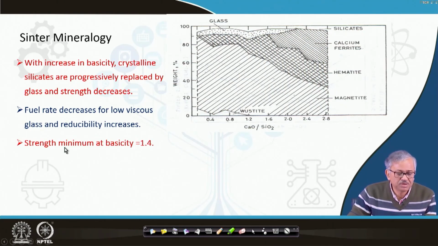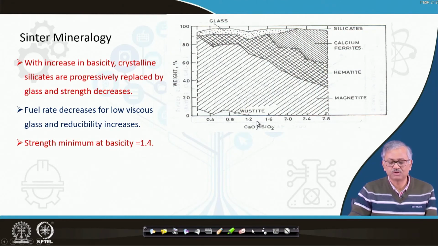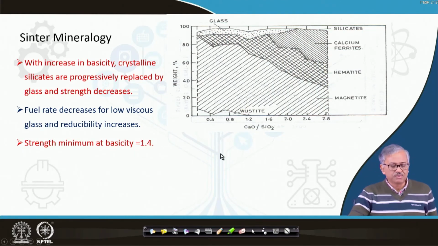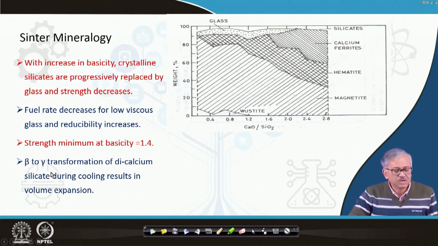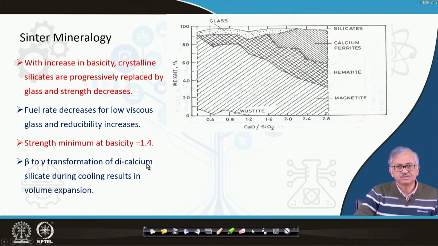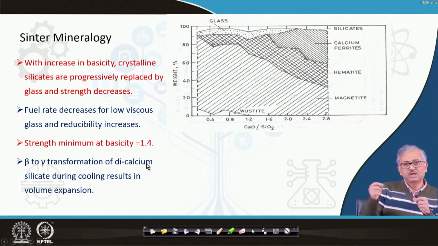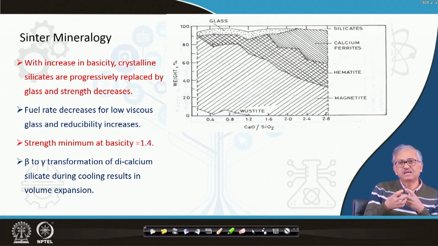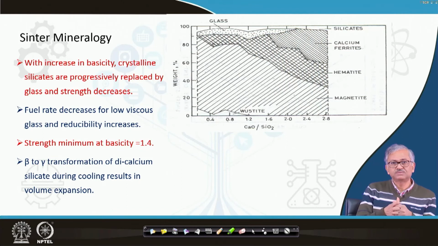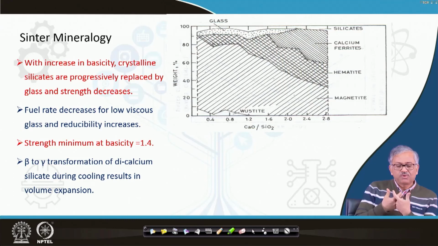The strength becomes minimum at a basicity of 1.4. Why? Because of the beta to gamma transformation of dicalcium silicate. As soon as you add the lime, basically it forms dicalcium silicate, and this dicalcium silicate transforms at a basicity, CaO/SiO2 ratio, of 1.4. There is a phase transformation from beta to gamma, and that is a volume expansion, and it becomes very fragile. Okay. So, at that point the sinter strength becomes minimum.